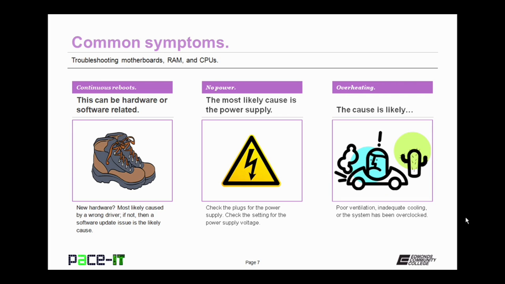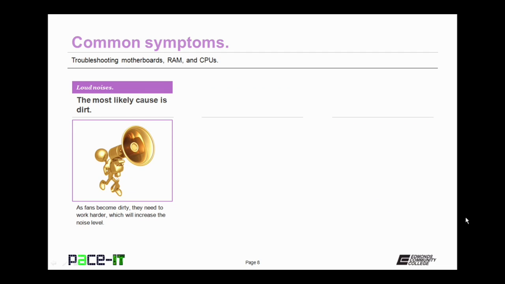Suffering from overheating? Then the most likely cause is either poor ventilation, inadequate cooling, or your system has been overclocked. Those are three things that you can look at that are highly probable causes of overheating. Loud noises? The most likely cause is dirt. As fans become dirty, they need to work harder to cool, which will increase the noise level of your system.